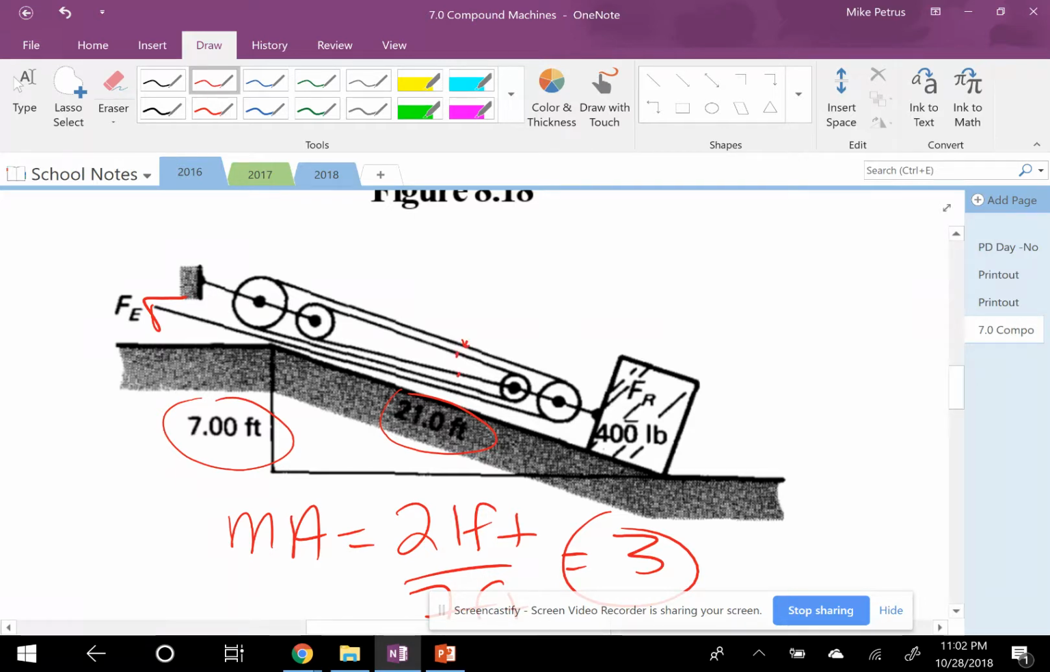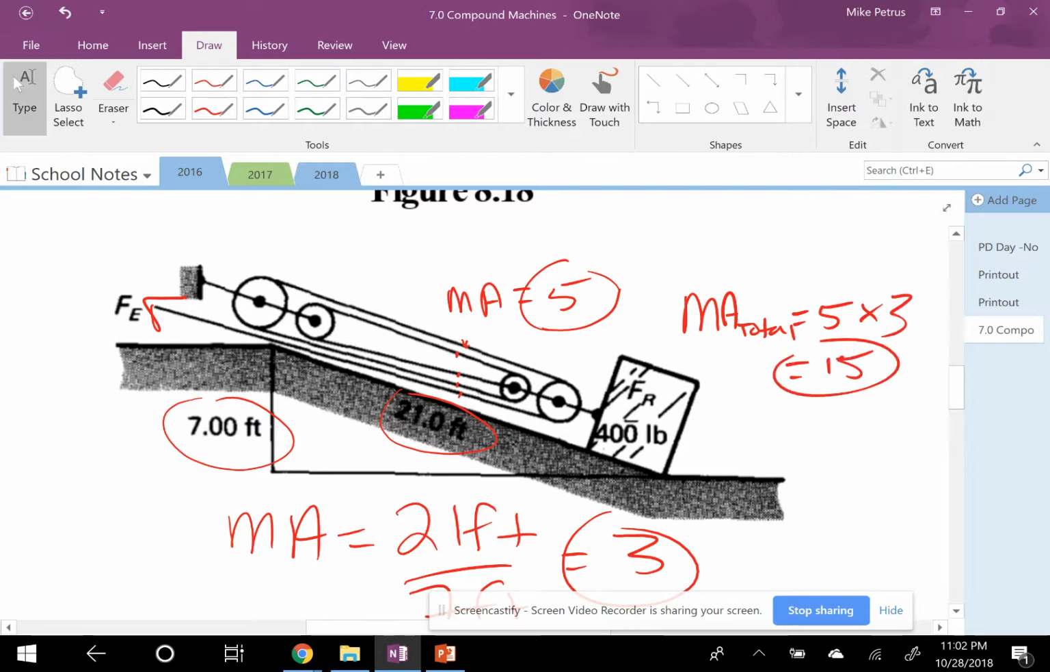1, 2, 3, 4, and the fifth one counts. So my mechanical advantage for my pulley system is 5. Double check: 1, 2, 3, 4, 5. Yep, that's correct. So my total mechanical advantage is equal to 5 times 3, which is equal to 15.